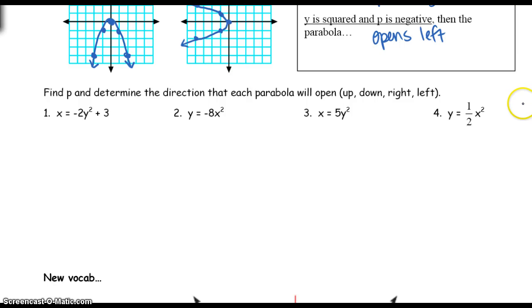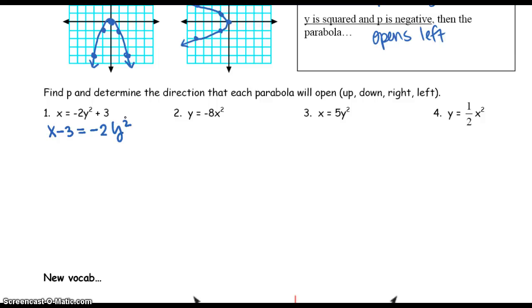So in number 1, what we want to do first is get our squared term alone. So let's go ahead and subtract 3 from both sides. So I'll have x minus 3 equals -2y squared. And then I want to get y squared alone. So what I want to do here is divide both sides by -2.